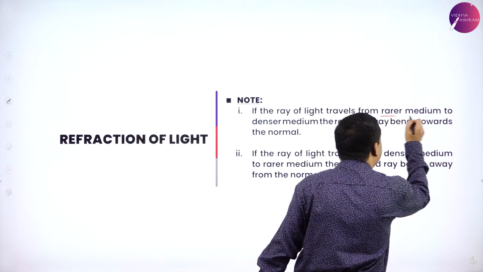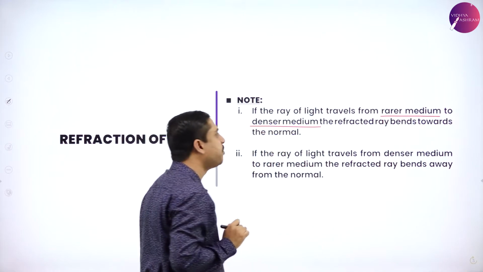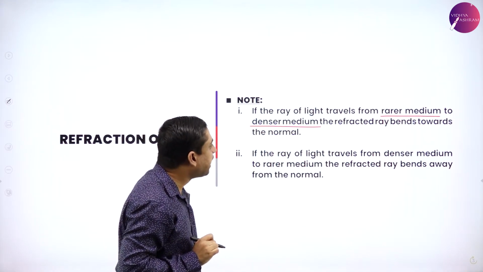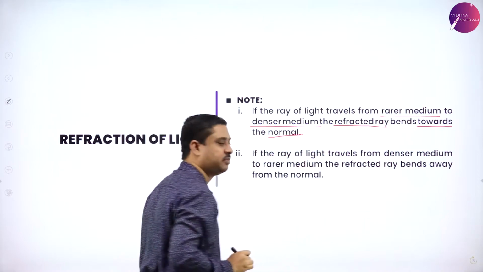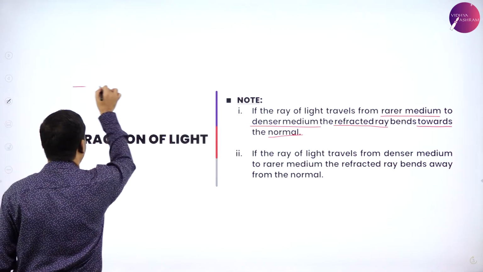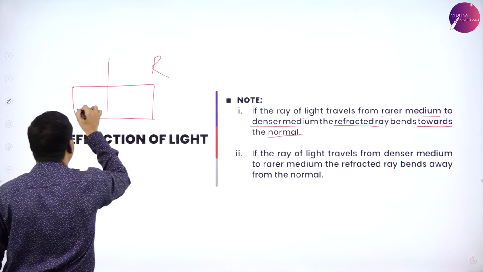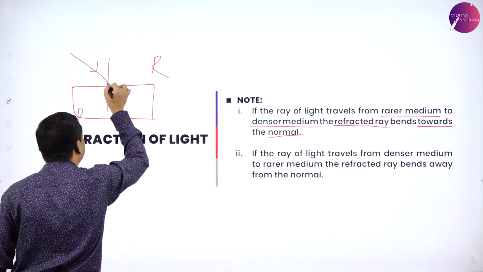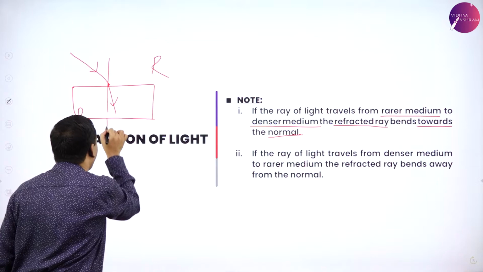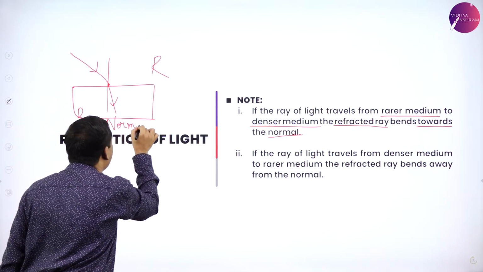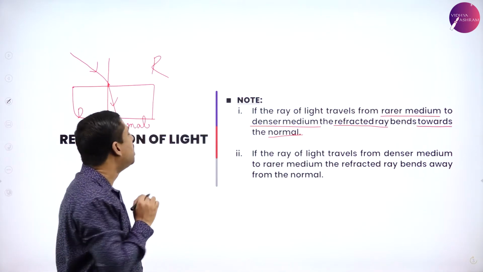If the light travels from rarer medium to denser medium, the refracted ray bends towards the normal. If you observe, light is traveling from rarer medium to denser medium. Here it is bending towards the normal. Light bends towards the normal as it travels from rarer medium to denser medium.